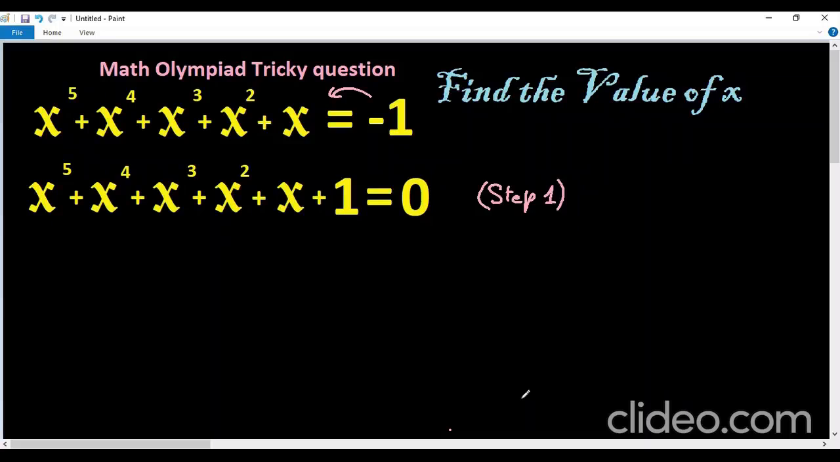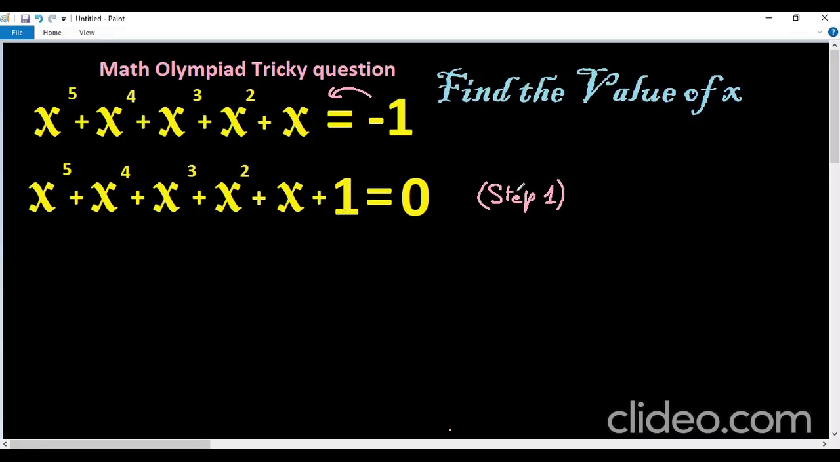Everyone, welcome back. This is a question I found from the Math Olympiad, and most of the students did it wrongly. The first or second step they have done rightly, but later on they got confused and could not find the values of x. So, as the first step, I have taken this negative one to the other side and it becomes positive one.